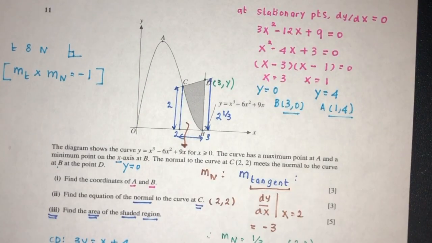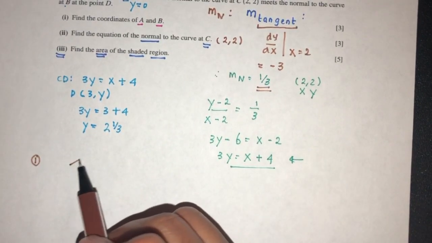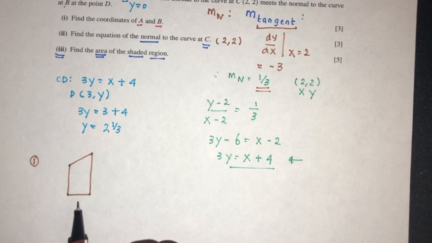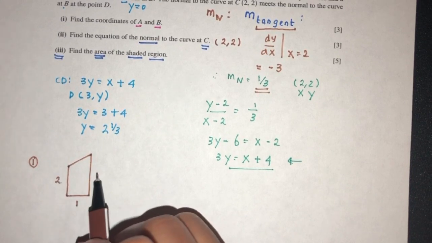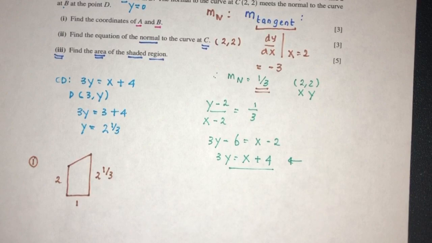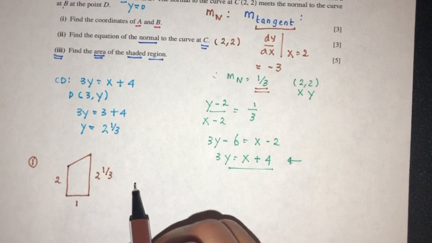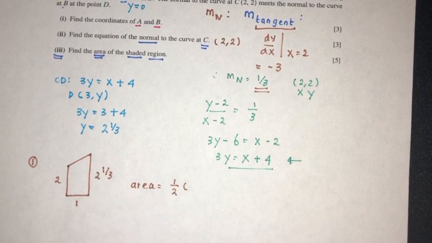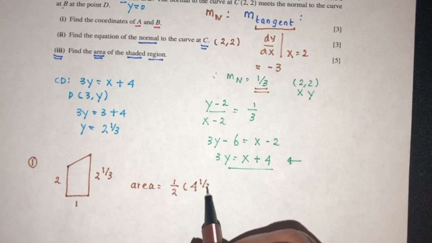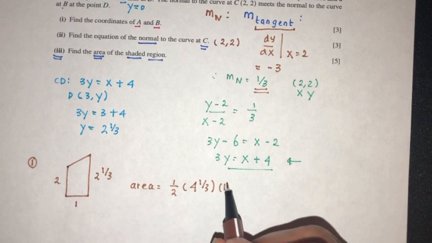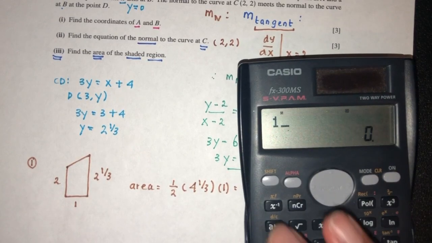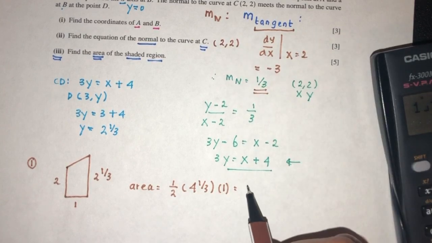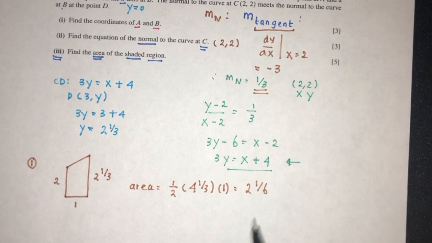So by observation, let me take it out for you. This is vertical, and this is like this. This is the value of 1. This is 2. This is 2 1/3. It is area of a trapezium, obviously. So area of a trapezium is half times sum of the parallel sides, that should be 4 1/3, times the length in between, that should be times 1. So half times 4 1/3 times 1, that should be 2 1/6. This is the area of the whole thing.